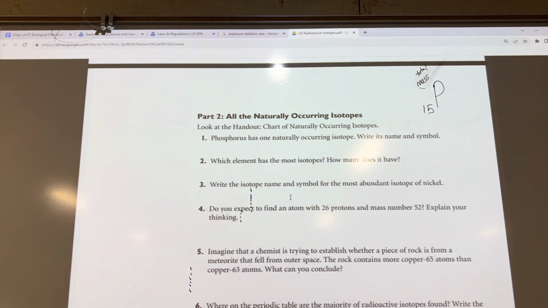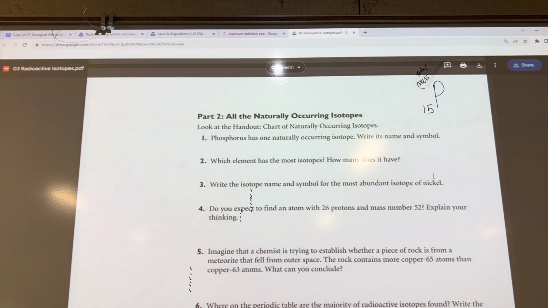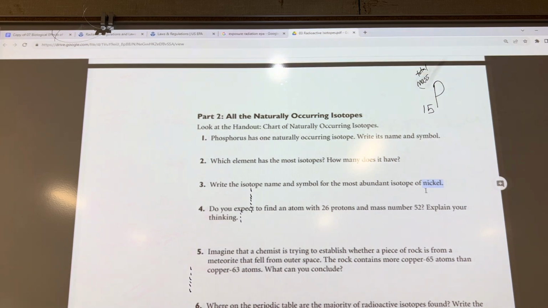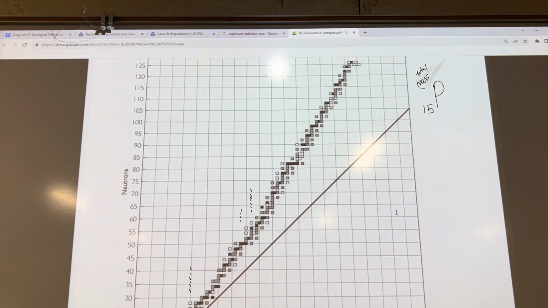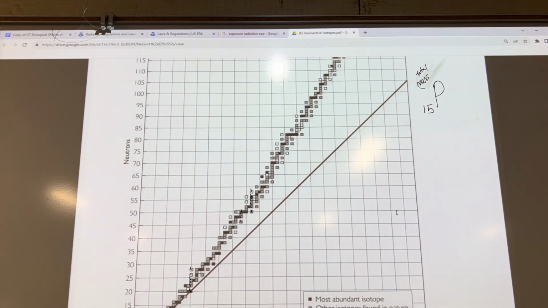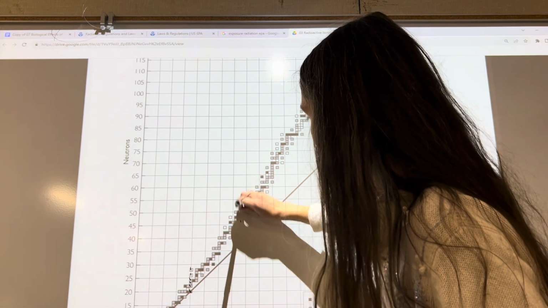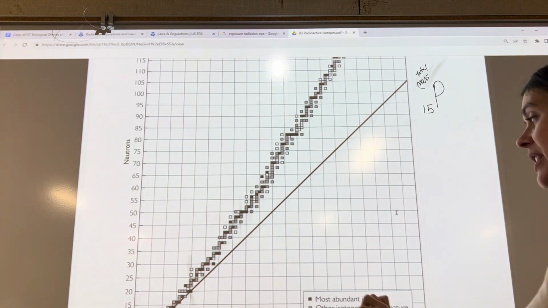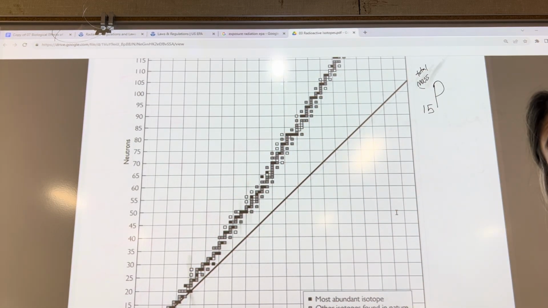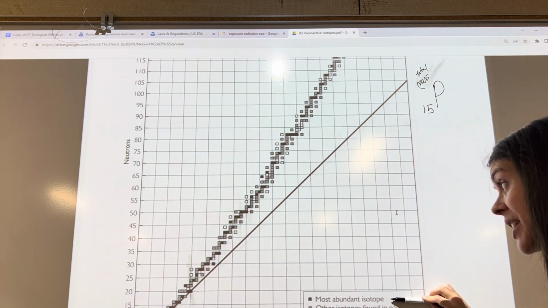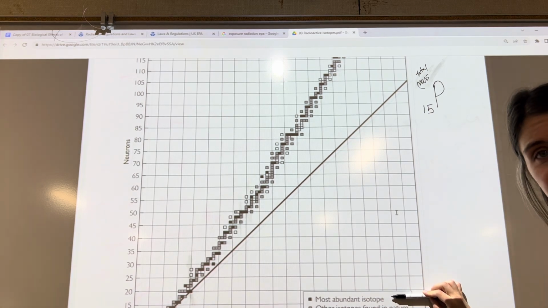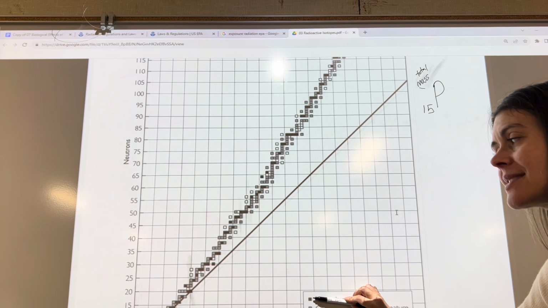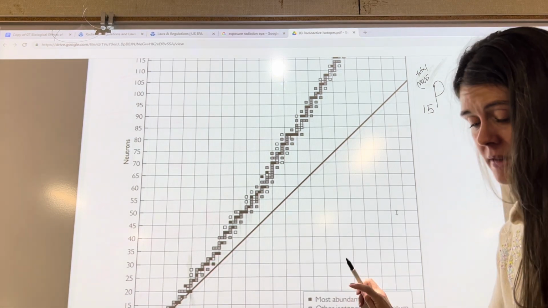All right, 3. Write the isotope name and symbol for the most abundant isotope of nickel. So, hold up. Nickel. They want us to find the most abundant isotope of nickel. On this chart, you look down here, there's the key. And starting to read, the darkest shaded in ones are the most abundant isotopes. So we're looking for the black square wherever nickel is.